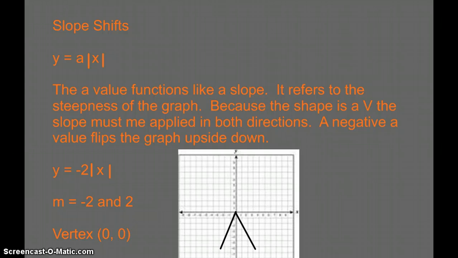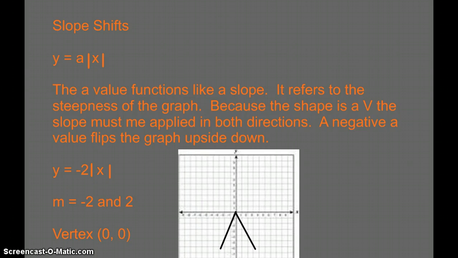Now, because our graph is a V, you're going to have to apply your slope in two directions. You're going to have to go up and over, but instead of just going up and right, you'll have to make 2 points. You'll have to go up and right and up and left. And then a negative value for a slope will actually take our V and flip it upside down.